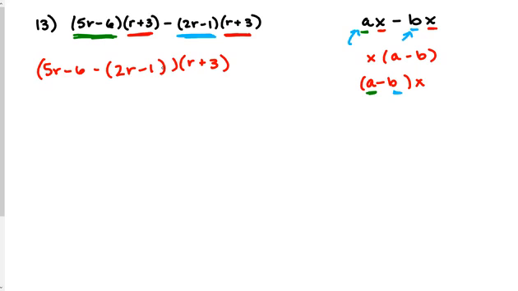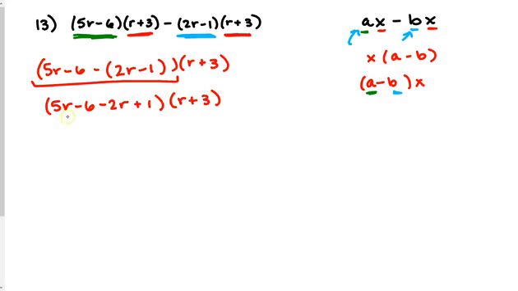Okay? So now what we're going to do is simplify this first quantity. So that is 5r minus 6, distribute the minus, so minus 2r, minus negative is plus 1. And let's keep simplifying that first quantity. 5r minus 2r is 3r. Negative 6 plus 1 is negative 5. So we have 3r minus 5 times r plus 3.